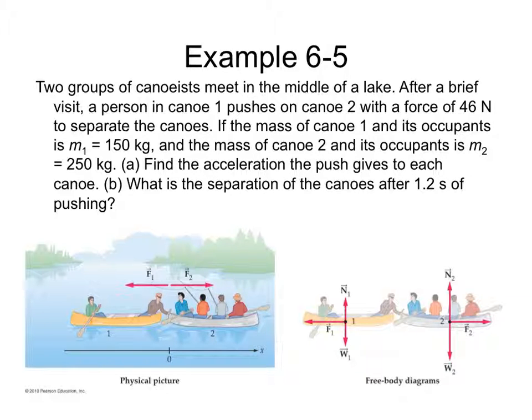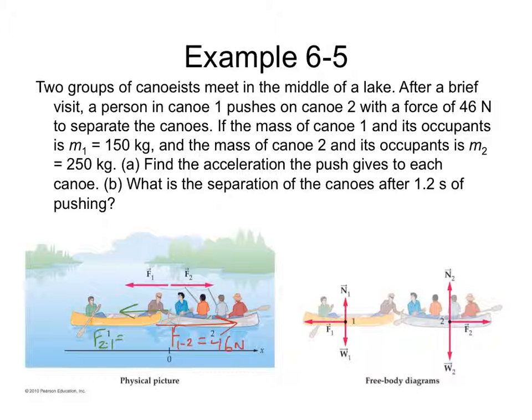We've got canoe 1 right here and canoe 2 right here. Canoe 1 applies a force onto canoe 2. The way we're going to notate this is the force from 1 to 2, capital F. What is the value of that force? It's 46 newtons, we're told. But if you look at this guy putting his hand on the canoe, he can't apply a force to canoe 2 without also feeling the same magnitude of force pushing back on him. So we're going to call this force 2 to 1.